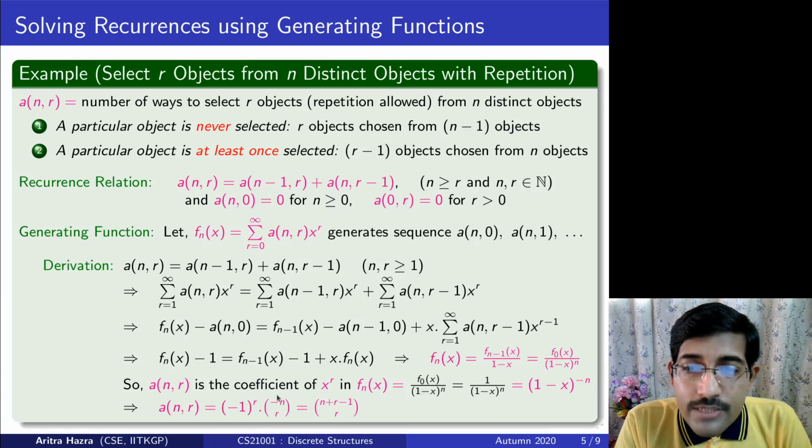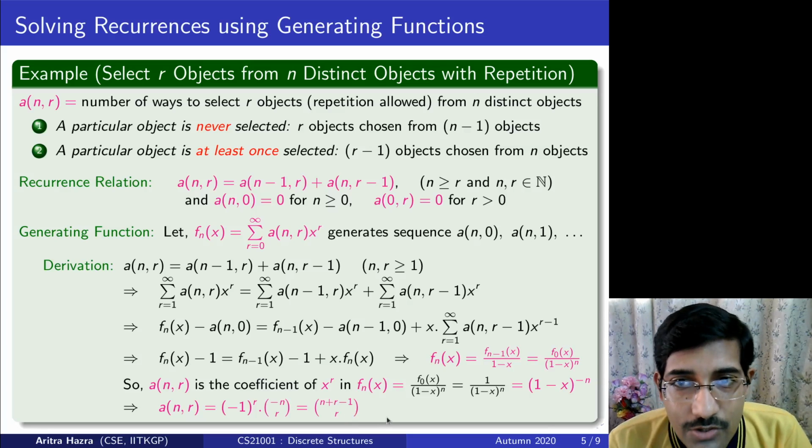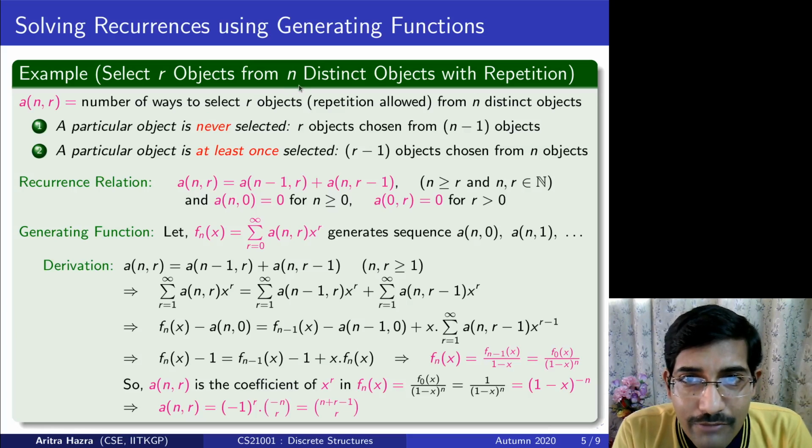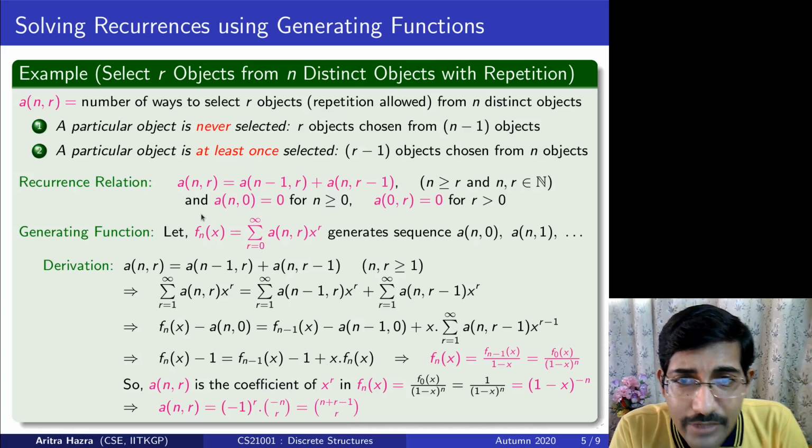So this means that it is n plus r minus 1 C r. Now, do you remember the formula that, for n distinct objects from which you have to choose r with repetition, will give you this as an answer? So let me repeat whatever I have done.